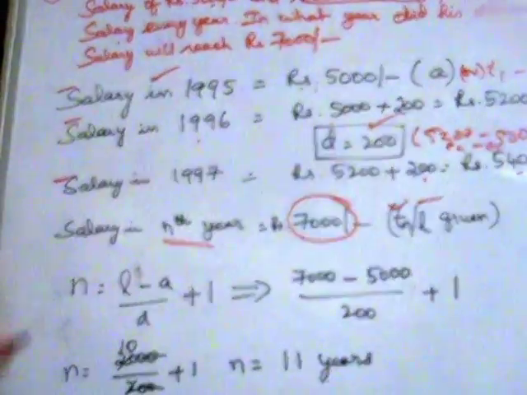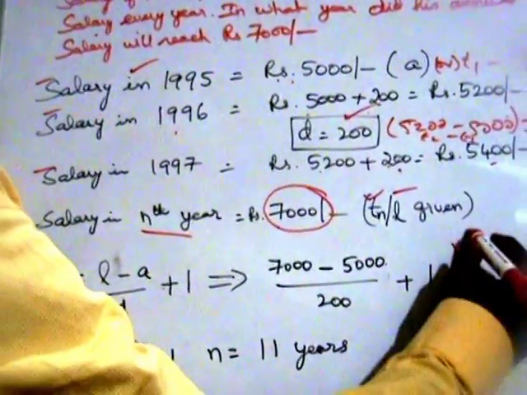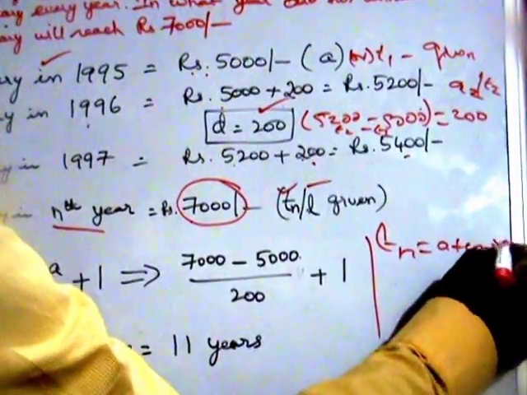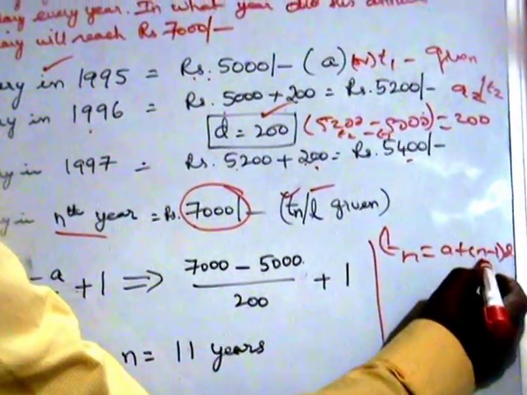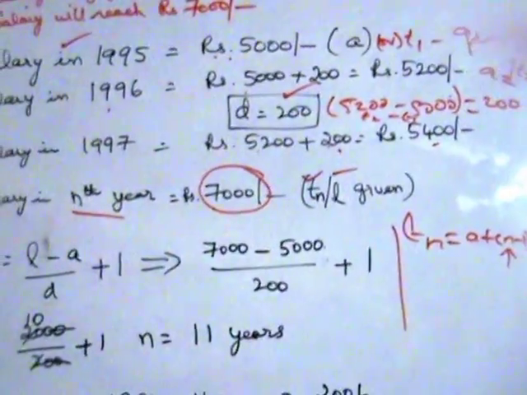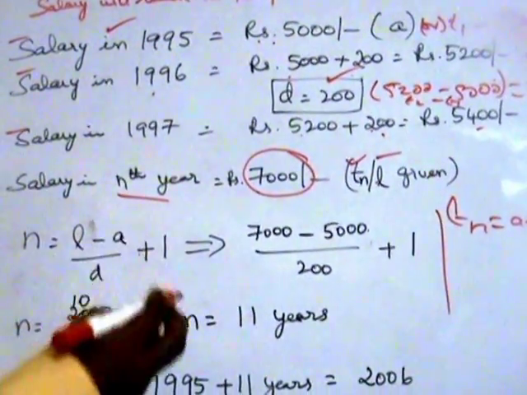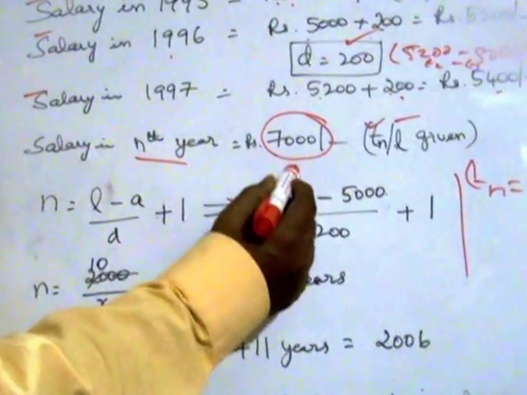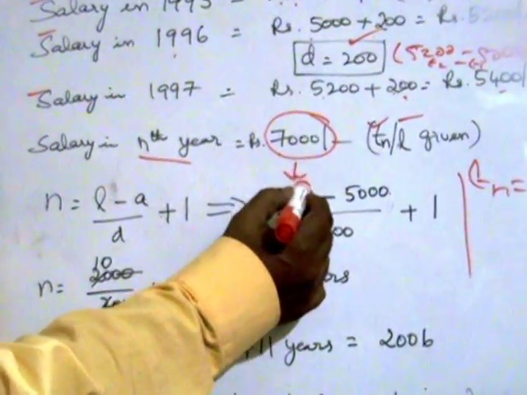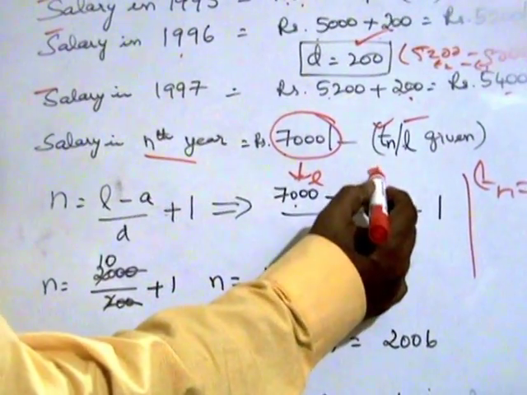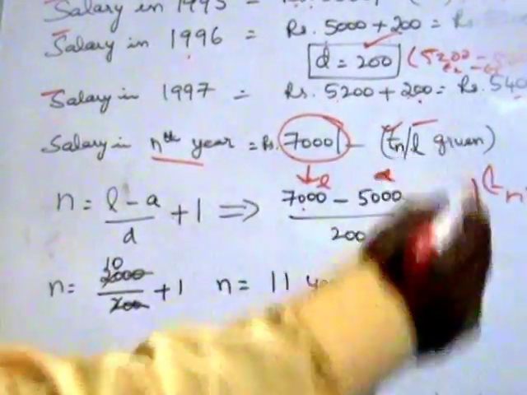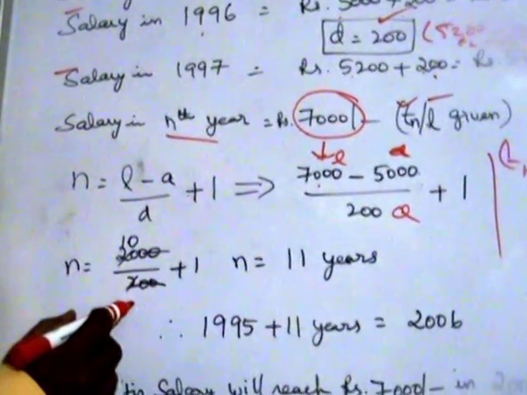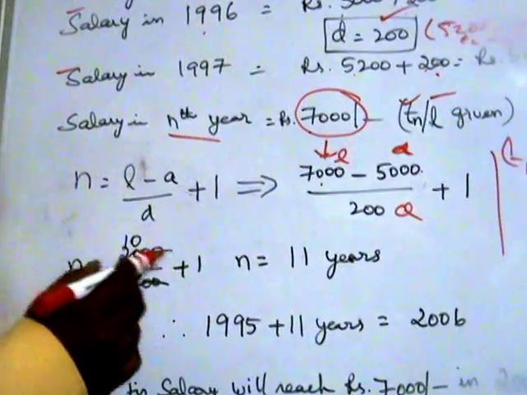So you can use this formula, or if you want, you can use the formula Tn equal to A plus n minus 1 into d also. In both the formulas, you have to find the value of n. This formula straight you get the value of n. So n equal to L minus A by d plus 1. L is 7,000. This is called L. This is called A. Annual increase is called d. So you get n equal to 7,000 minus 5,000 is 2,000 by 200, which is actually 10, plus 1.